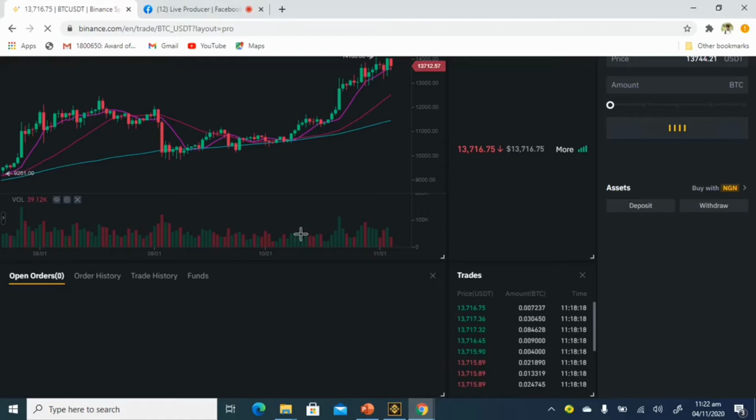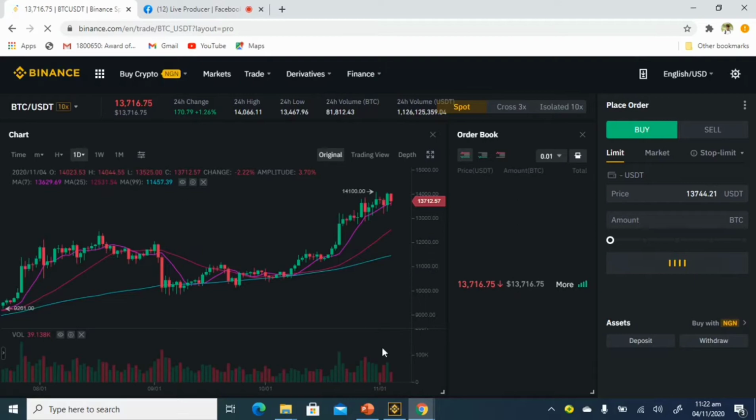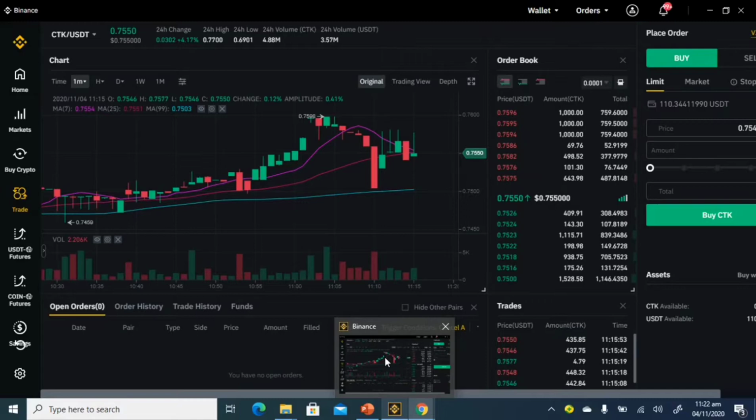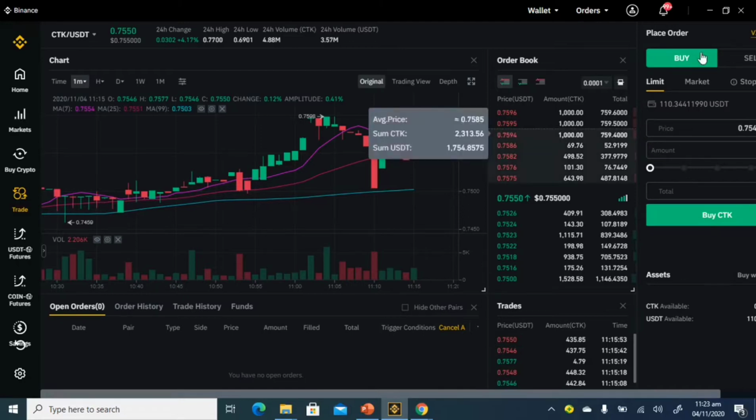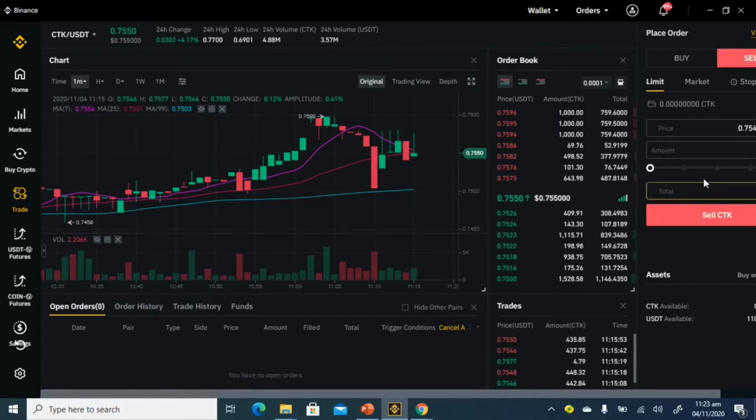So, this is the chart. Let me just explain. All right, so this is the chart, like I explained. Now, what you see here is called the order box. In this place, we can place orders. This is where we place orders. So either buy, you can see it's in green, or sell, which you see in red. So this is the order box where we place our orders to buy or sell.